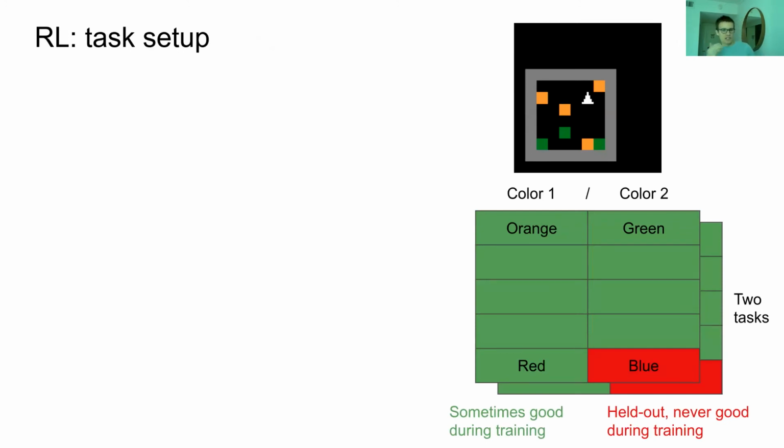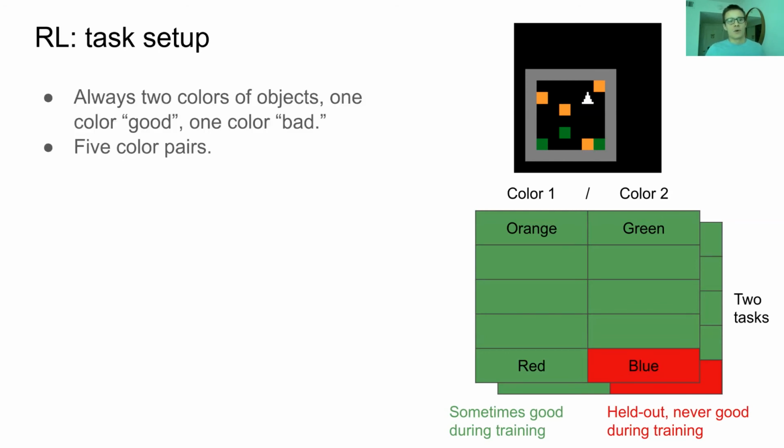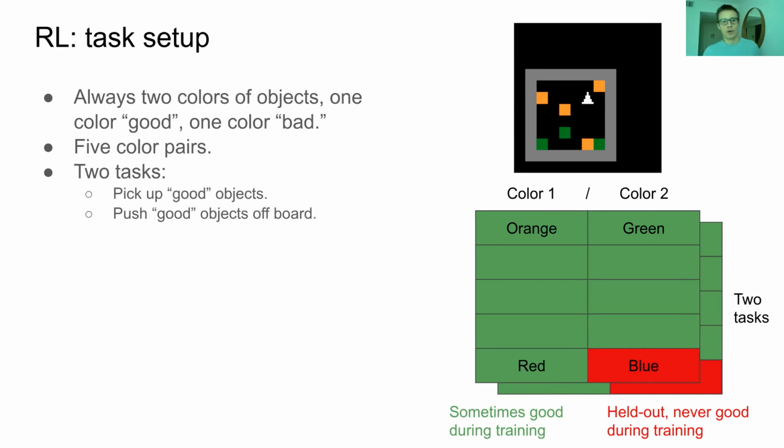So the task setup is going to have something in common with the card game setup. Basically, I'm going to create tasks where the agent is in a room. The agent is this little white triangle here. And there are always going to be 8 objects in the room that appear in 2 colors. One color is going to be a good color, and the other color is going to be a bad color. And there are going to be 5 pairs of such colors, like orange and green, or red and blue that you saw on the previous screen, that always appear together. And there are going to be 2 tasks that the agent can perform with these objects. One is to pick up the good objects, and the other is to push the good objects off the board.